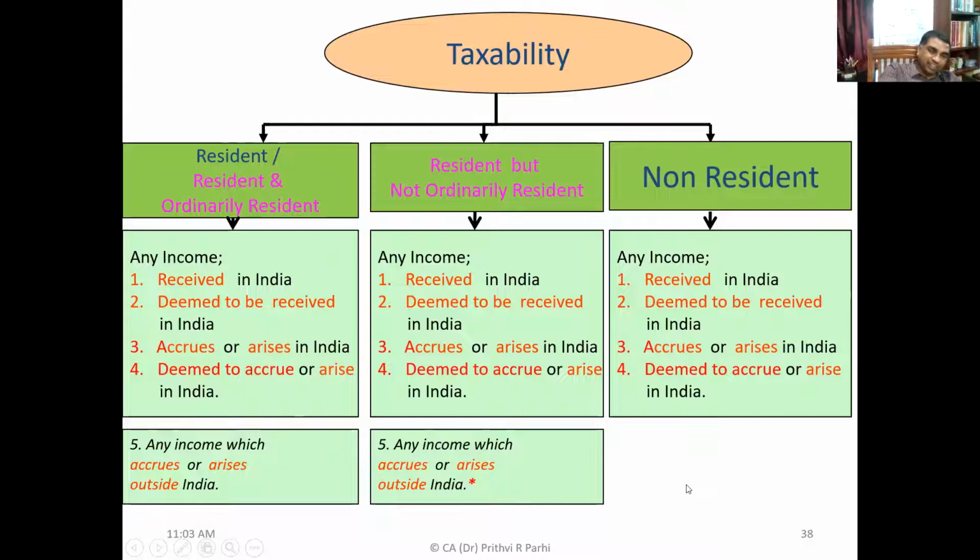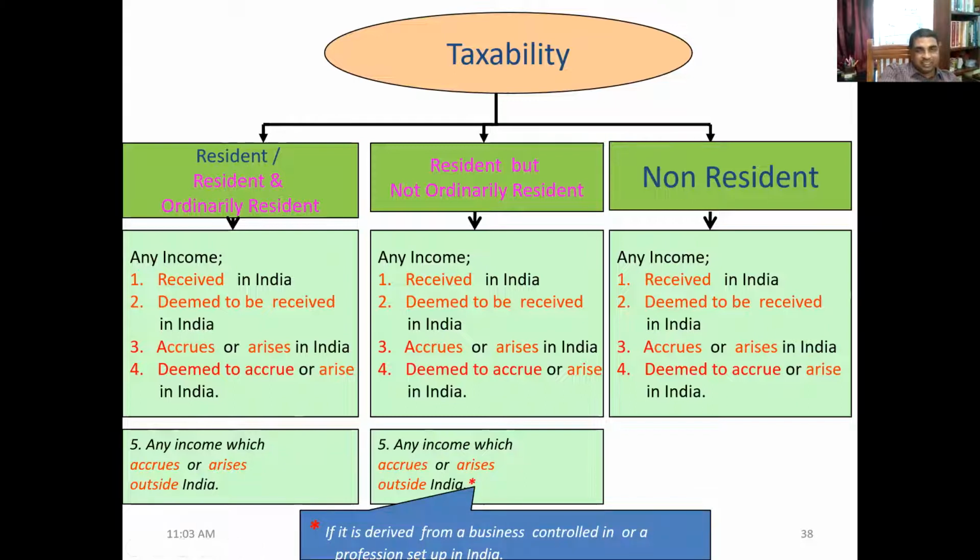Now let us understand this asterisk mark. It says it is taxable to resident but not ordinarily resident, provided it is derived from a business controlled in or a profession set up in India. Then only it will be included in the taxable income of resident but not ordinarily resident. But for resident and ordinarily resident, any income which accrues or arises outside India is taxable without any condition. Here there is a condition with the asterisk. And this type of income, which accrues or arises outside India, is not taxable for a non-resident.